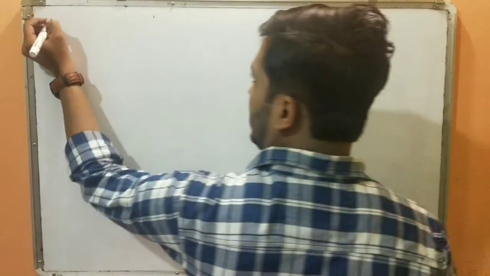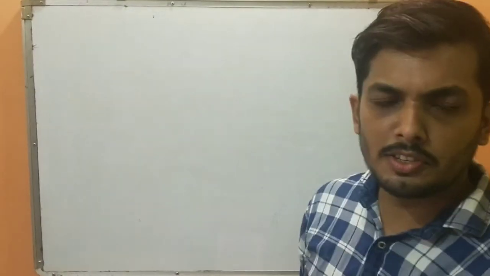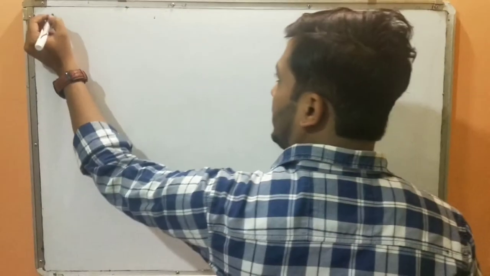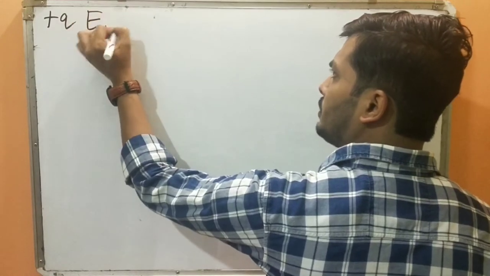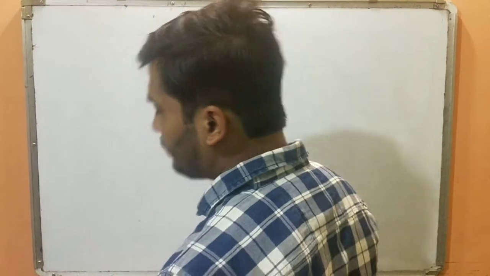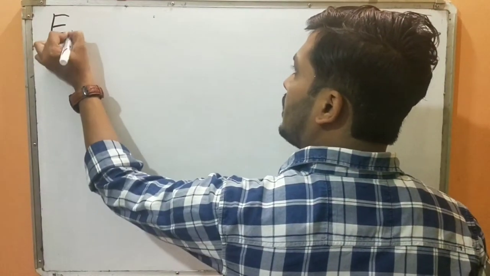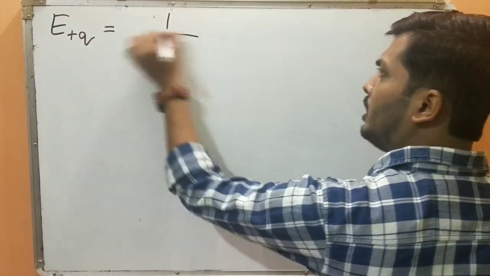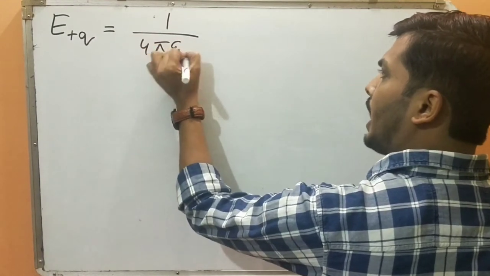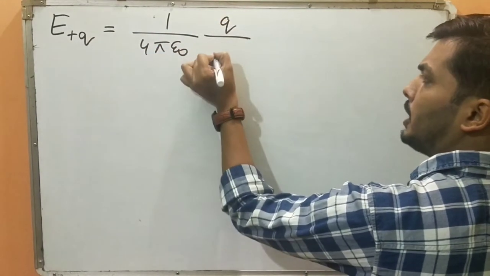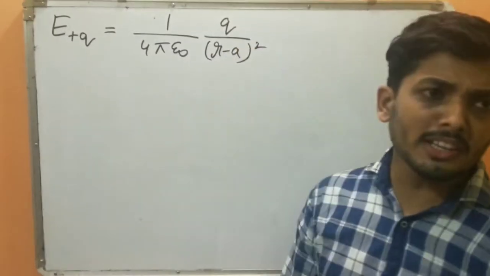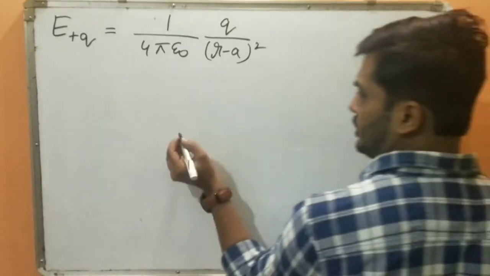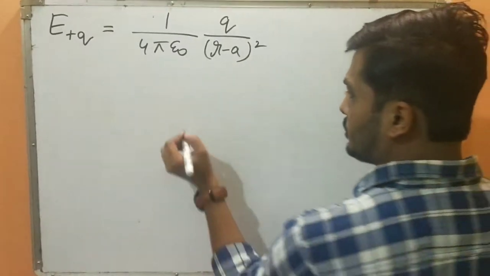So first you have to write the consideration. Electric field due to plus Q charge will be E plus Q. What will be the electric field? 1 upon 4 pi epsilon naught Q divided by R minus A the whole square. Now how do you see this? Refer to the diagram for this.